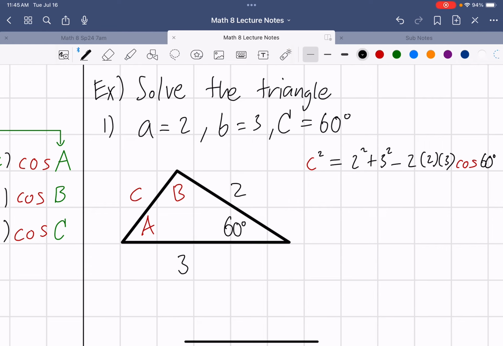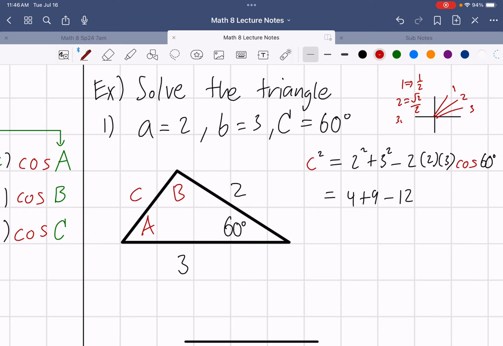But here, let's do some of the math. So we have 4 plus 9 minus 2 times 2 is 4, times 3 is 12. And luckily, cosine of 60 is something we do know. So we remember our angles, 1, 2, 3. Cosine pertains to the x-coordinate, so it's the first one. And 60 is up here. But when I say 1, remember I really mean a half. When I say 2, I really mean square root of 2 over 2.